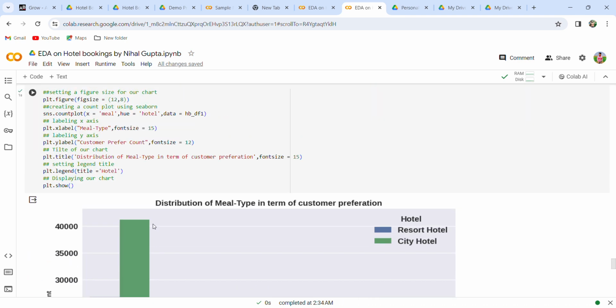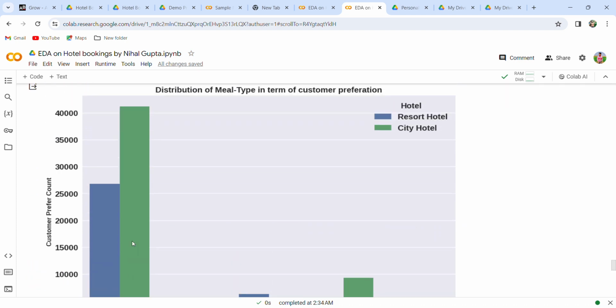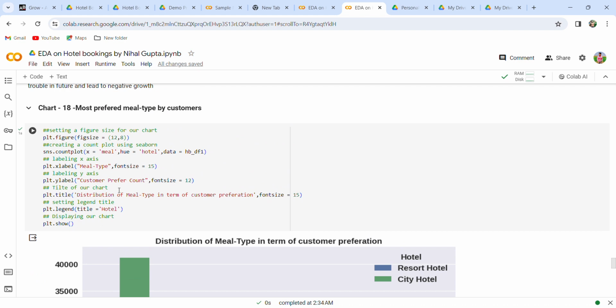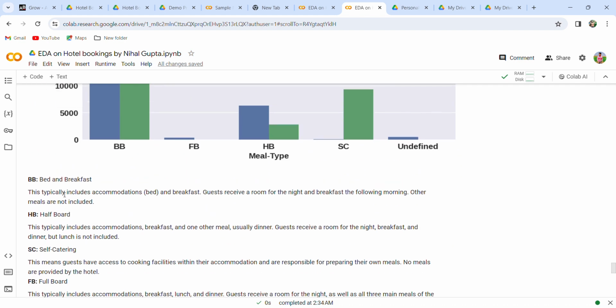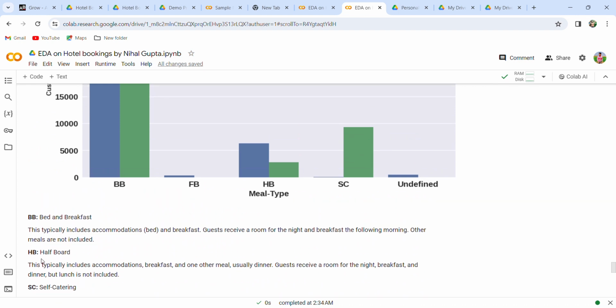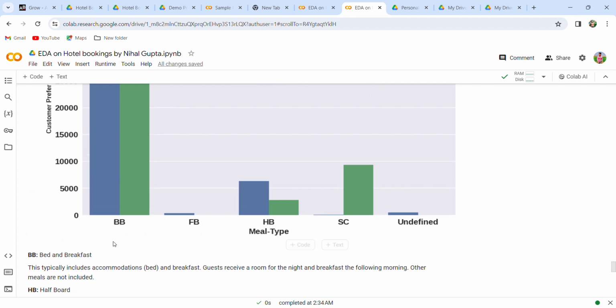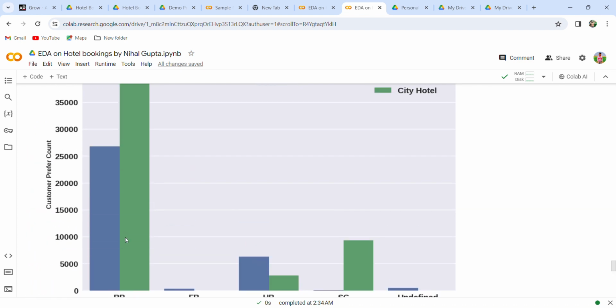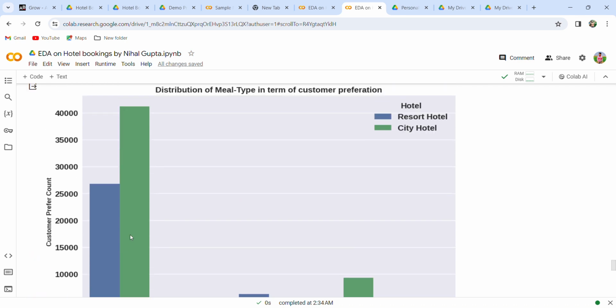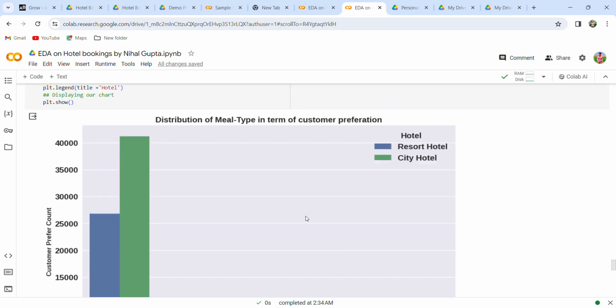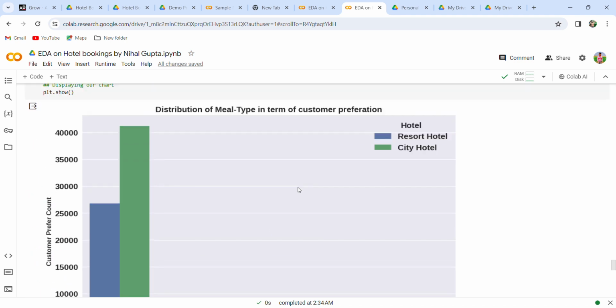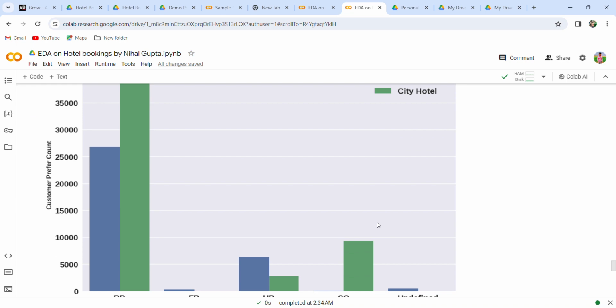So it is big, so we have done it in short form. Okay, so it's bed and breakfast. Okay, and HB means half board, SL means self catering, and FB means full board. So we can see that most customers preferred bed and breakfast, meaning they want their breakfast in their bed. Okay, so from this analysis we got the customers' preference.